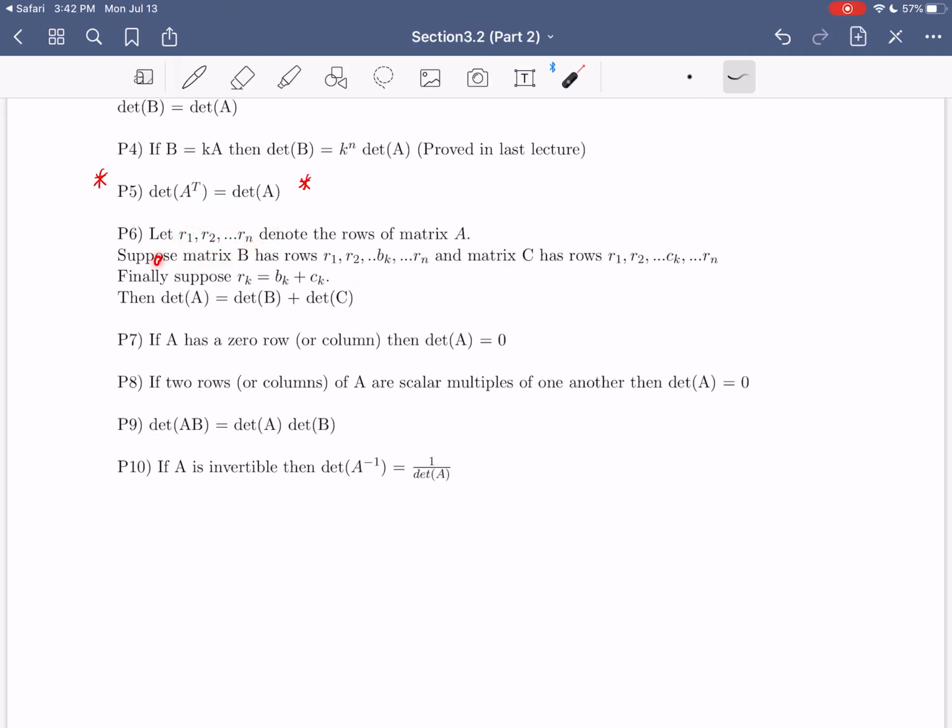Then we're going to suppose that matrix B has the same rows, except in the kth row, it has B sub k, and matrix C has all the same rows, except again, in the kth row, it has C sub k. And we're going to suppose that the kth row of the original matrix is the sum of these two rows. Then the determinant of A is equal to the determinant of B plus the determinant of C.